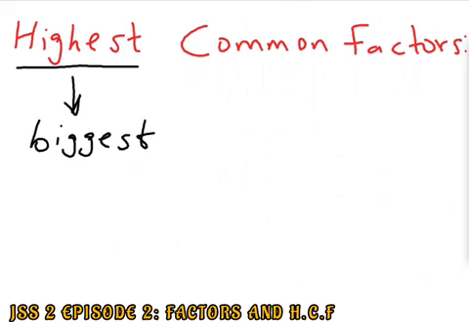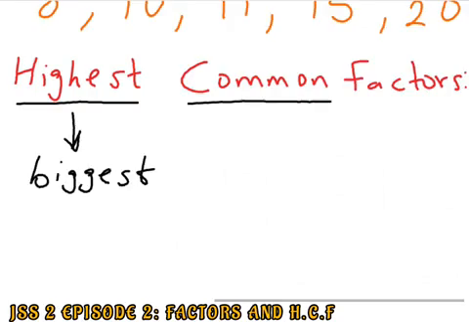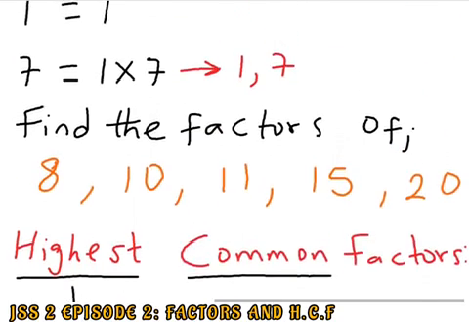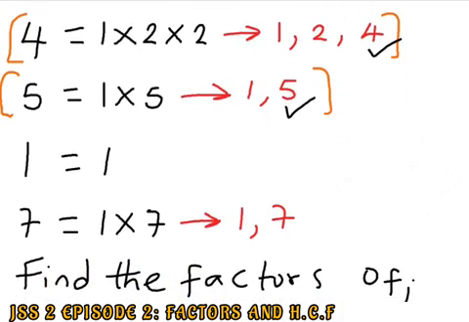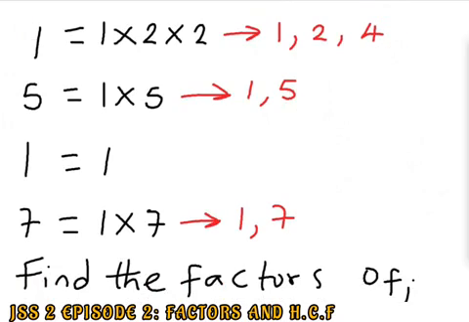The next word here is what? Common. What does it mean for something to be common? It means it repeats itself. It can be found in another place. That is why we say it's common. Now, when a factor is common, it means that first of all, we must have more than one number. We cannot have common factors unless we have more than one number.